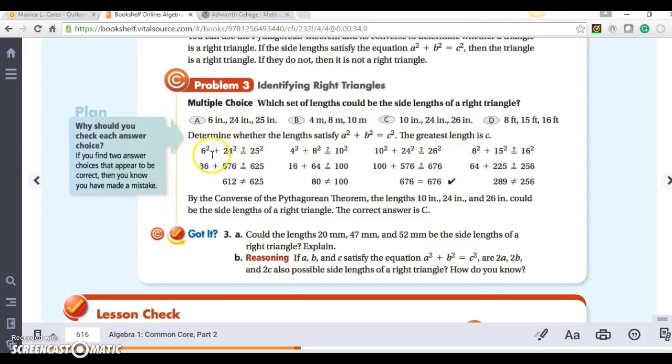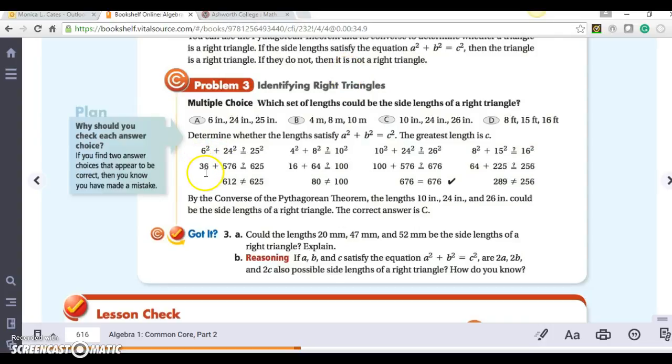So we have 6 squared plus 24 squared, does it equal 25 squared? 4 squared plus 8 squared, does it equal 10 squared? 10 squared plus 24 squared, does it equal 26 squared? And 8 squared plus 15 squared, does it equal 16 squared? So we've done all of them.